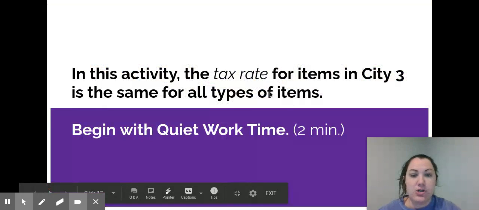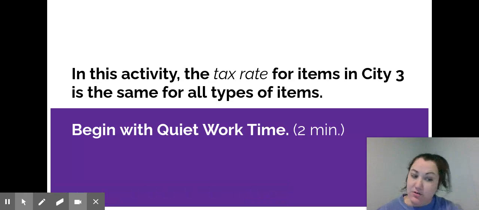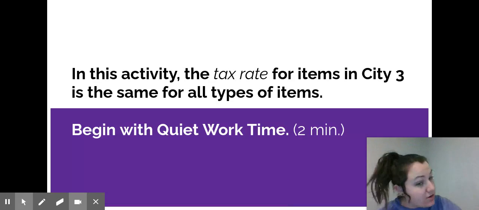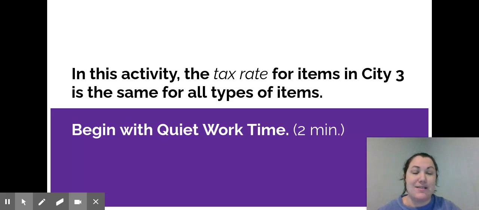Okay, so we're talking about tax rate here. The tax rate's the actual percentage. So for example, in Northwest Arkansas, the tax rate for most items is about 9%. I did have a couple people writing like 9 cents per dollar. And yes, although that is technically 9%, we want you to write it in terms of percentages.